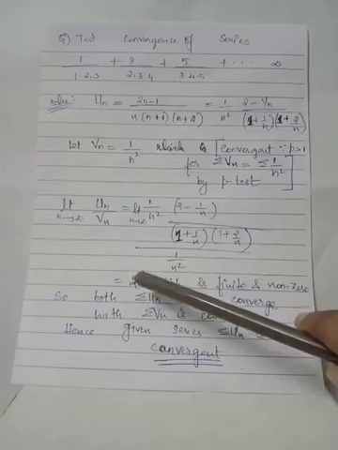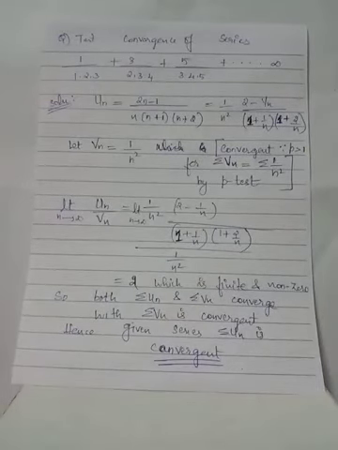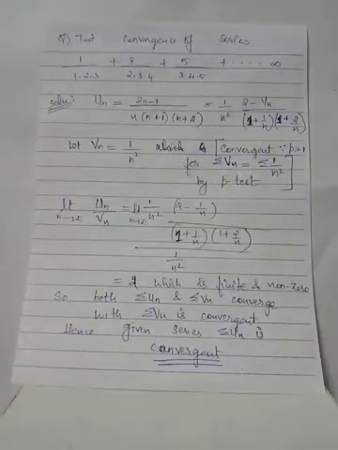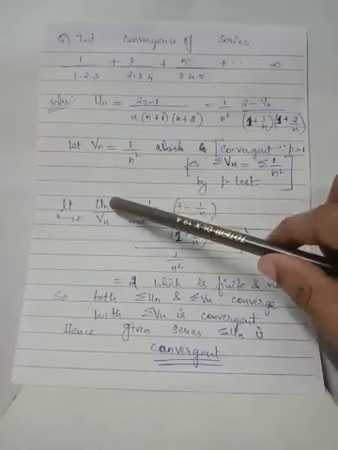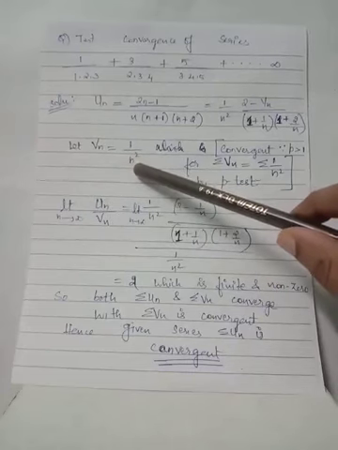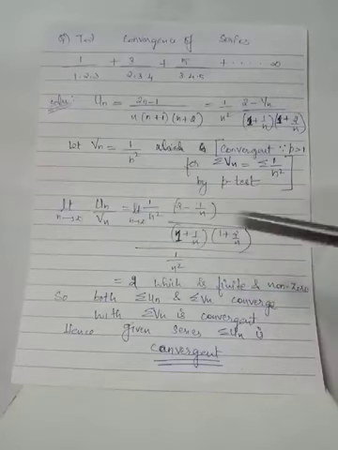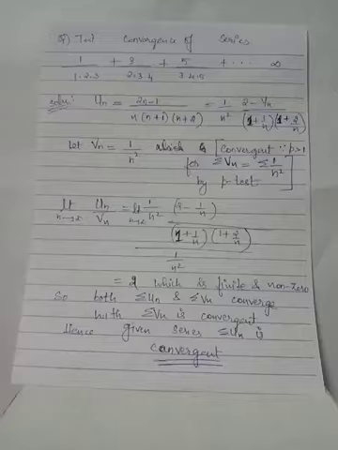Since the limiting value of this ratio is 2, which is finite and non-zero, by the limit comparison test, or limit form test, both these series behave alike. That is, if the considered Vn is divergent, then Un will also be divergent. But here we have considered a convergent series. Since Vn converges, Un will also converge. Therefore, the given series is convergent as per the limit comparison test.